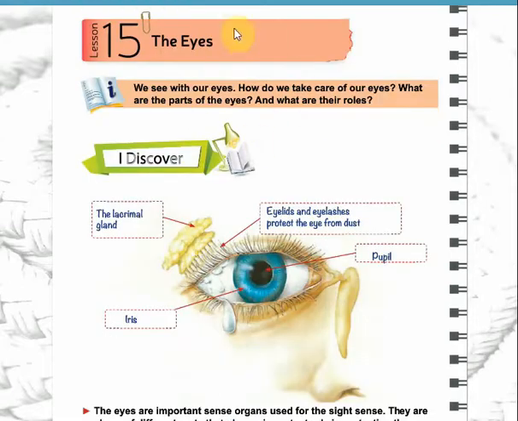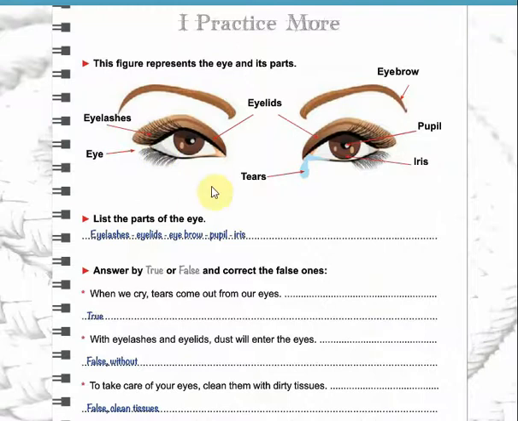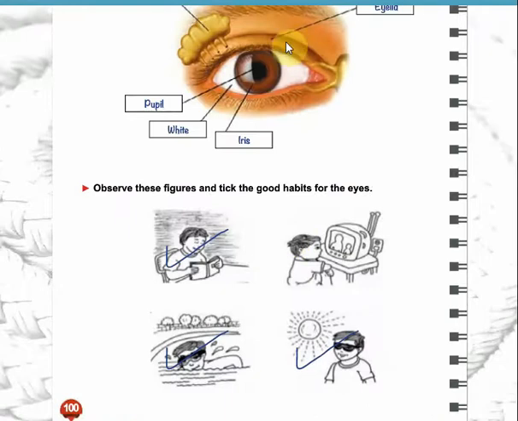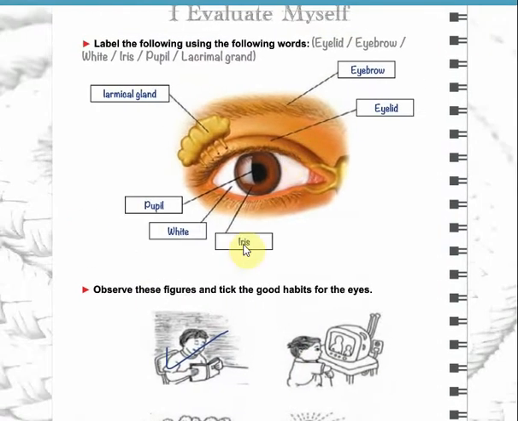Our second lesson is about the eyes. In this lesson, I just want you to study these two pages. I practice more, page 99, and I evaluate myself, page 100. Okay, you have to study the labeling, and I just want to remind you about the roles of each part.